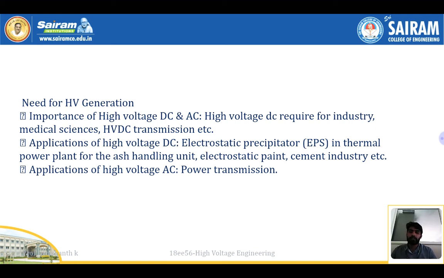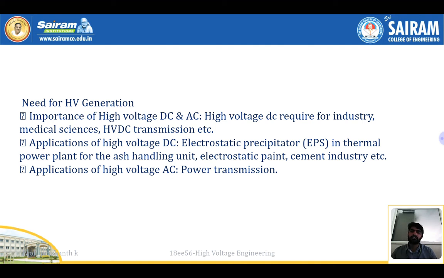Okay. And applications of high voltage DC, like electrostatic precipitators in the thermal power plant. See, electrostatic precipitators are used in the thermal power plant for the ash handling unit. So in the ash handling unit, there also we want high voltage DC input. And electrostatic painting, paint manufacturing, or any chemical industries and fertilizer making, there also we want high voltages in terms of DC.